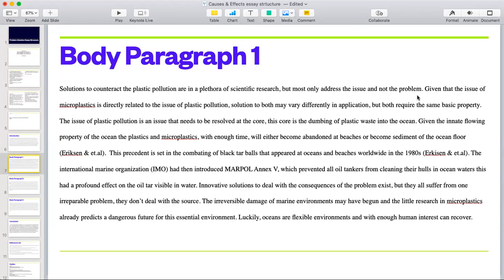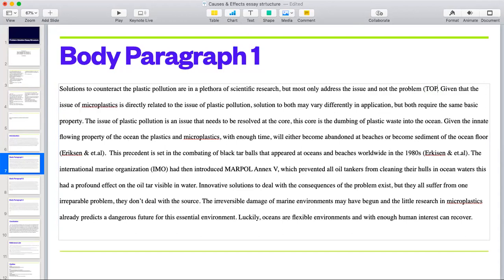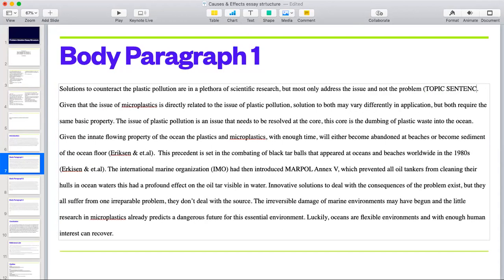Let's read and see. Solutions to counteract the plastic pollution are in a plethora of scientific research, but most only address the issue and not the problem. So, what is the main idea of the paragraph? Did you get it? No. Counteracting? Counteracting, it is the best solution.